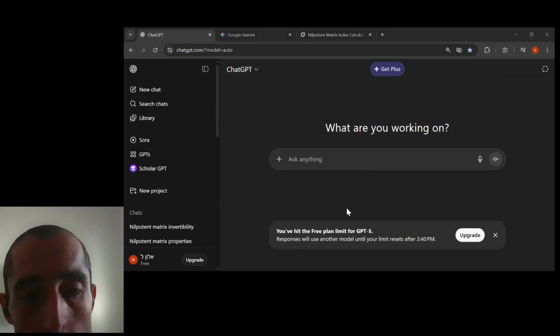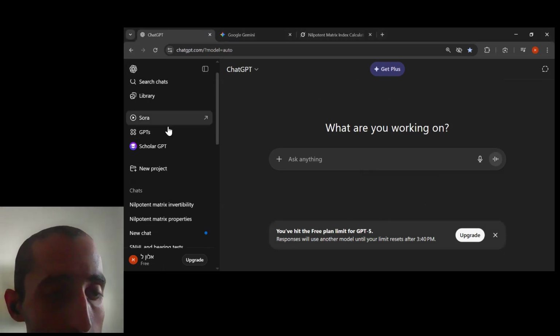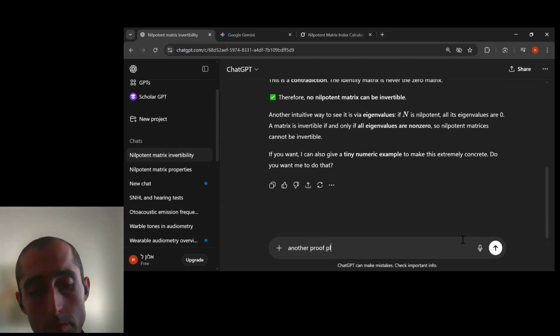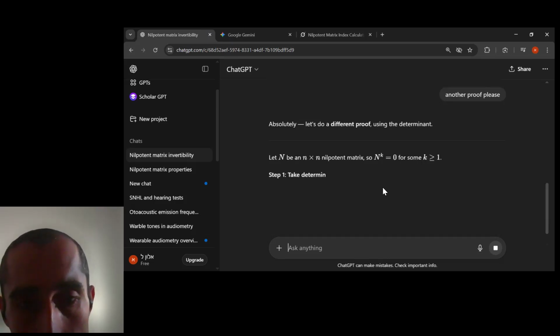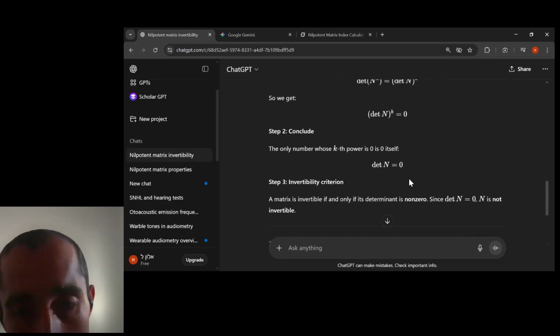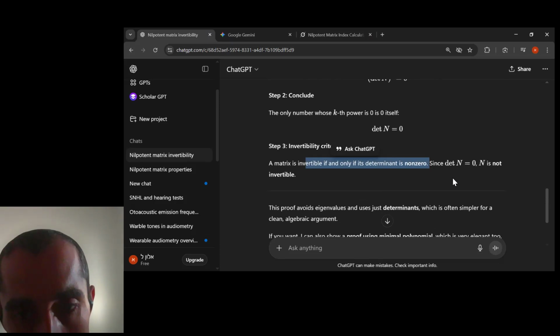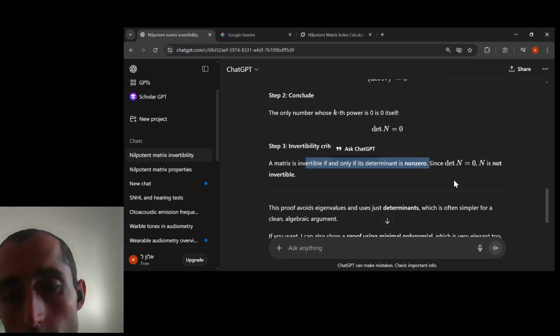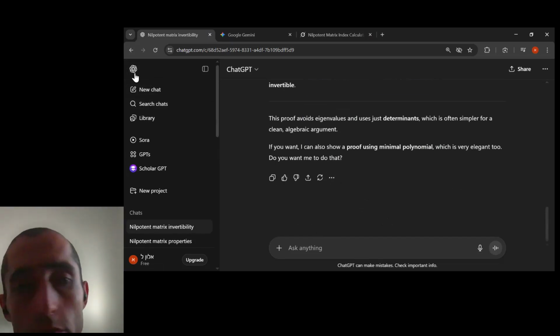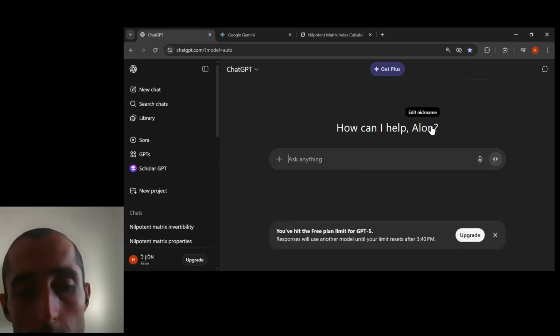Okay, so what I wanted to show you is that it's not invertible, but I wanted another proof. I didn't like this proof. Using the determinant, this is what I wanted to show you. The determinant must be 0, and a matrix is invertible if and only if the determinant is non-zero. So because it's 0, it cannot be invertible. I think this is the simplest proof that any nilpotent matrix is not invertible, because it has 0 eigenvalues. Okay.